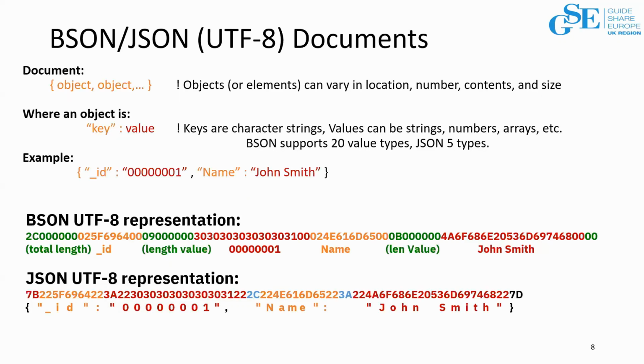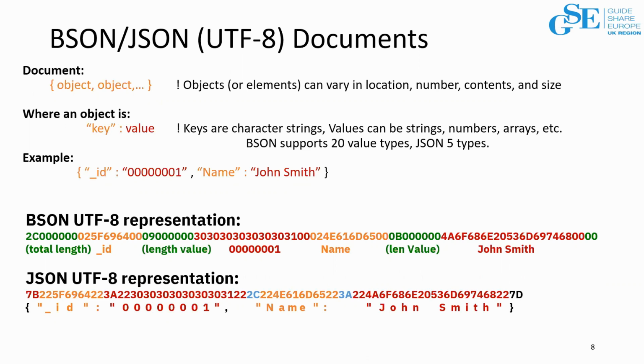Here's a very high-level example of what this looks like from a document perspective. Within the document, you have this collection of objects. Objects are really a collection of key and value pairs. The keys are character strings, the values can be strings, numbers, arrays. BSON, like we said, if you look at the documentation, supports up to 20 value types. JSON has just the 5.